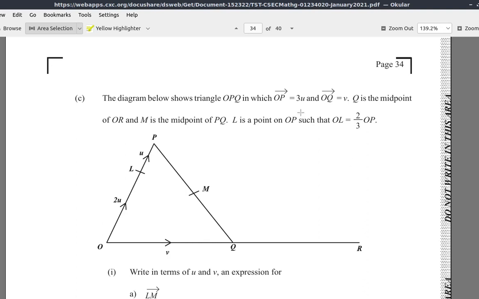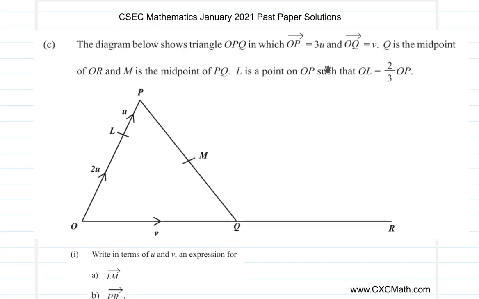The January 2021 past paper. This is question 10C. It's a vector question. It says the diagram below shows triangle OPQ in which, alright, guess what? I had already copied this over here, so let's read it from here.